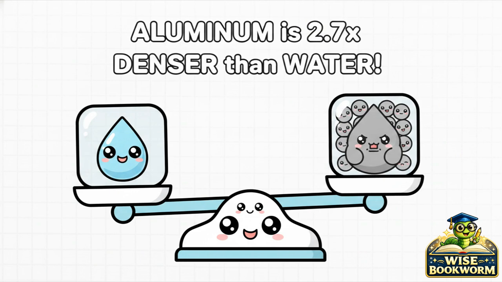Now, scientists love a good benchmark, and water is pretty much the ultimate one. 1 milliliter of water has a mass of almost exactly 1 gram at room temperature, which gives it a beautiful, perfect density of 1 gram per cubic centimeter. Because it's a perfect 1, we can easily compare everything else to it. For example, aluminum has a density of 2.7 grams per cubic centimeter. So its relative density is 2.7, meaning it is exactly 2.7 times denser than water.